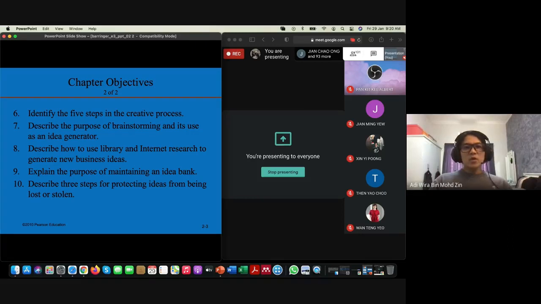And also we will explain how to maintain the idea bank, how to put the ideas somewhere, where to place the ideas. And of course, this is very common and is often neglected by most people, including myself: how to protect the ideas. There are three simple steps of how to protect the ideas.